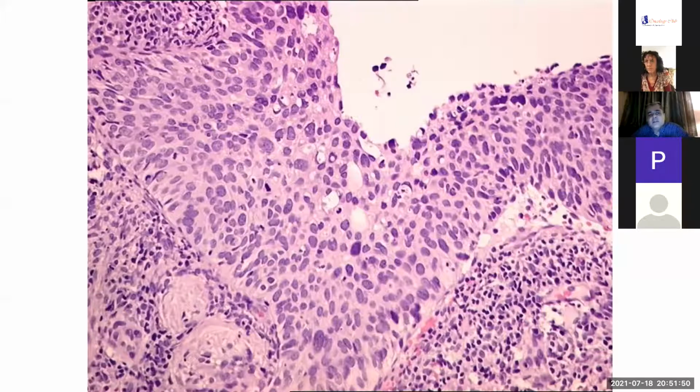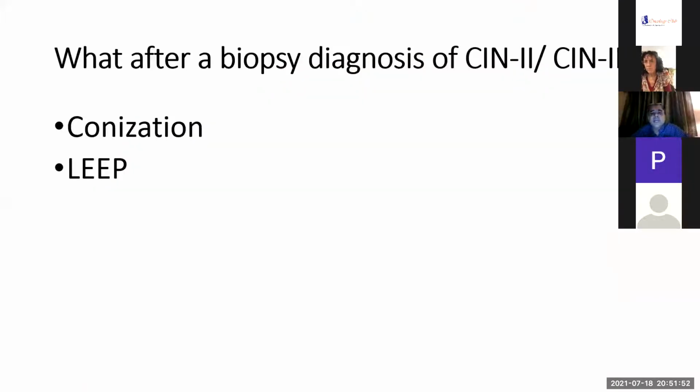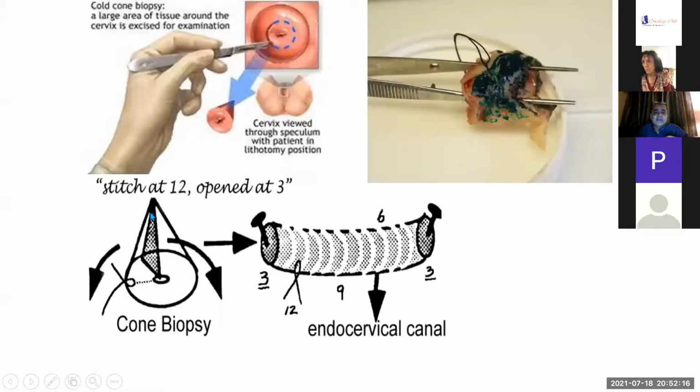After a biopsy from the cervix, when the pathologist has given a diagnosis of CIN 2 or CIN 3, the clinician would go ahead and do a conization or a LEEP. Mind you, these are important decisions that clinicians have to make, especially in the reproductive age group, bearing in mind that the patient may have a subsequent pregnancy. So the minimal thing they do is a conization or a LEEP when the diagnosis is CIN 2 or CIN 3. So handling of a cone biopsy or LEEP is very important.